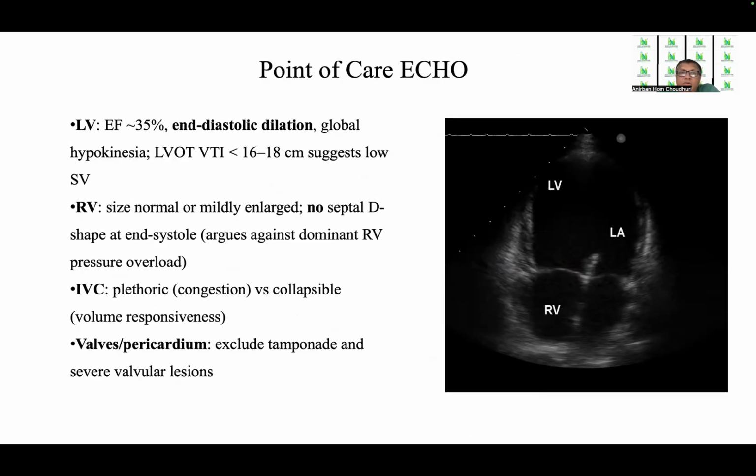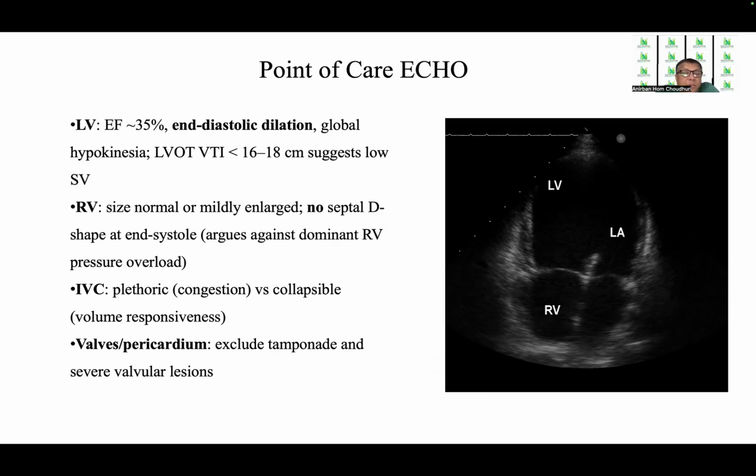So point of care echo is very important, as I said, and this has made the diagnosis much earlier and easier. If you look into the LV, we look at the ejection fraction, which is reduced. There is end diastolic dilatation, global hypokinesia, LVOT VTI is less than 16 to 18. That suggests low stroke volume. And if the RV size is normal or enlarged, with no septal D shape at the end systole that is going against dominant RV pressure overload, if those are present, it suggests right ventricular dysfunction.